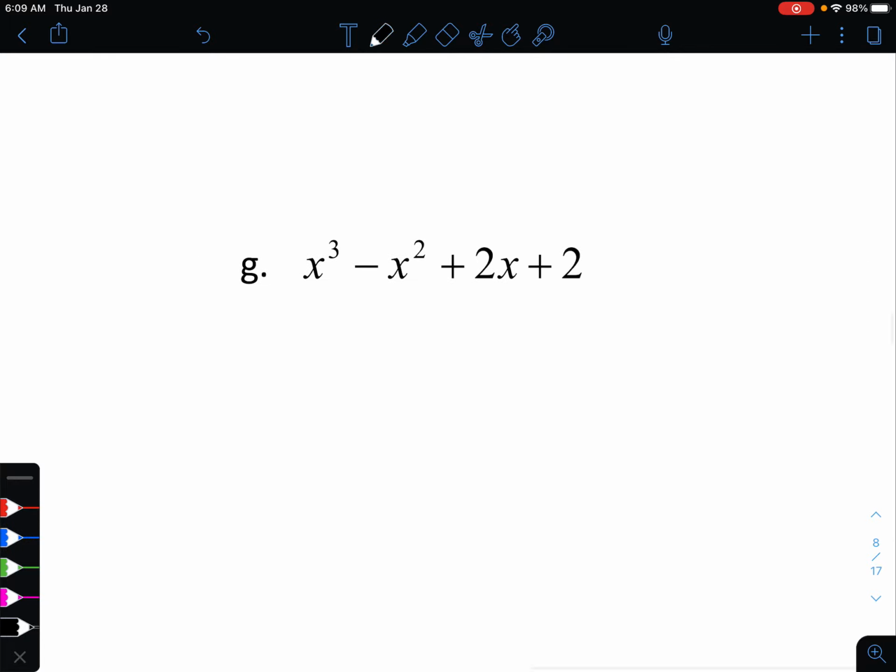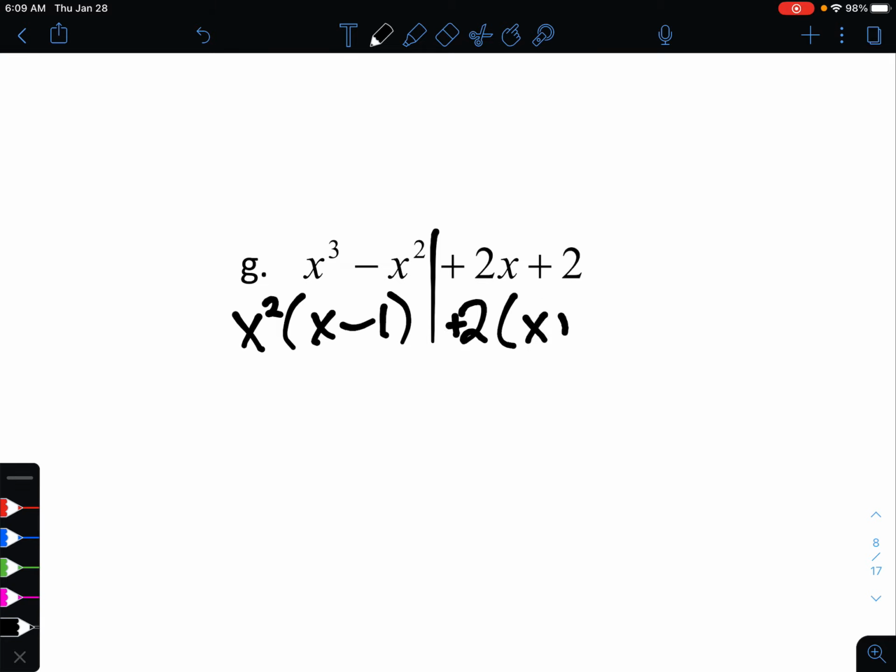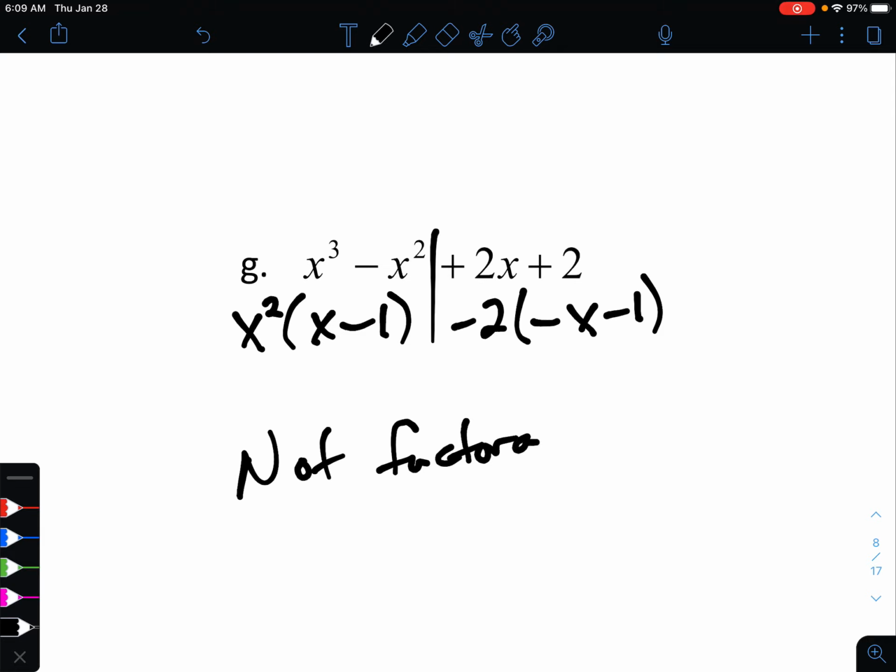Okay. For our last one here, for G, let's continue to work through this. So for x cubed minus x squared, we would say x squared would be our GCF. When we factor that out, we're going to get x minus 1 inside the parentheses. On the right side, our GCF is a positive 2, so factor that out, but we get x plus 1 inside the parentheses. So notice that now our parentheses do not match up. And even if you tried to use maybe a minus 2 on the right side, that's going to give you a negative x minus 1 when you factor it out, and your parentheses still don't match up. So for g, we're just going to have to say that this is not factorable.